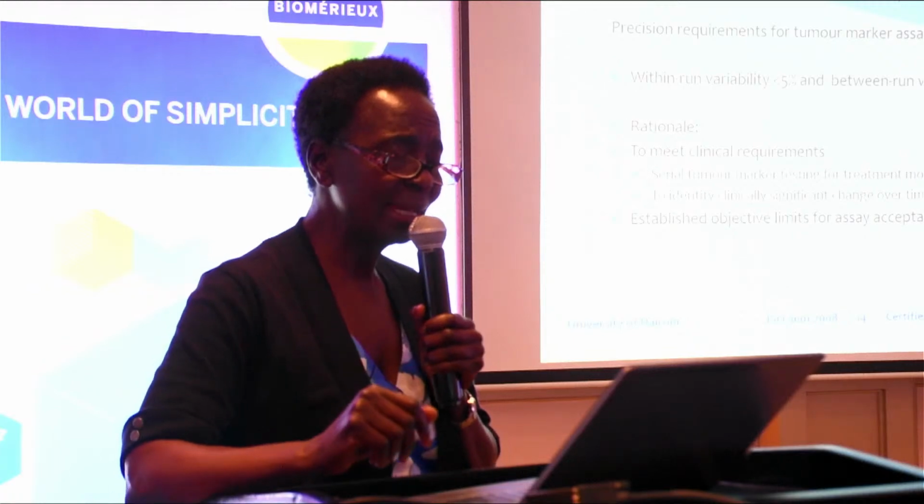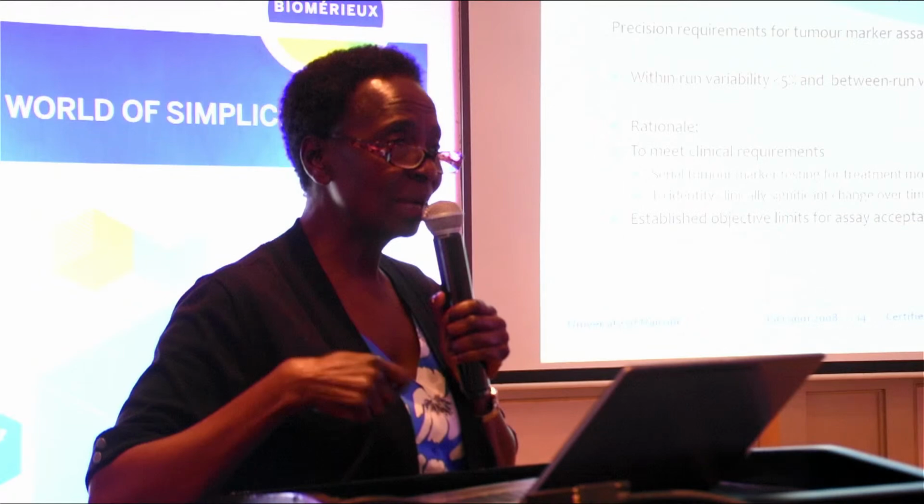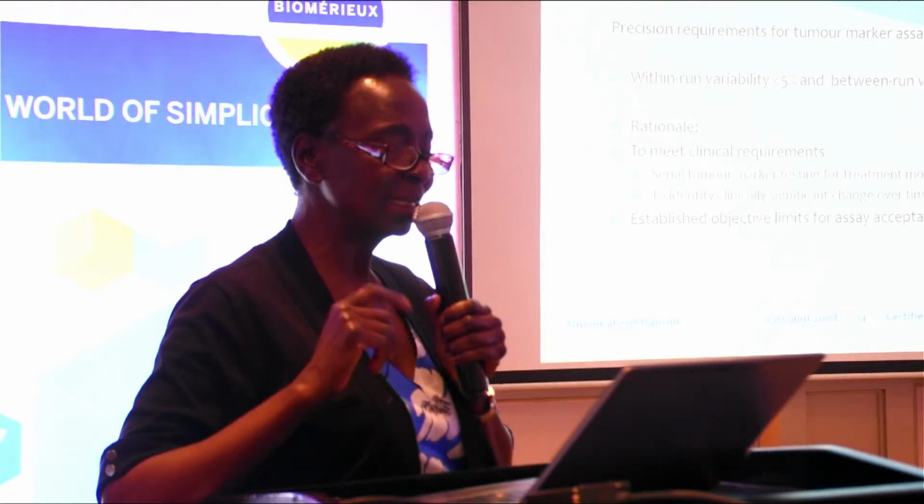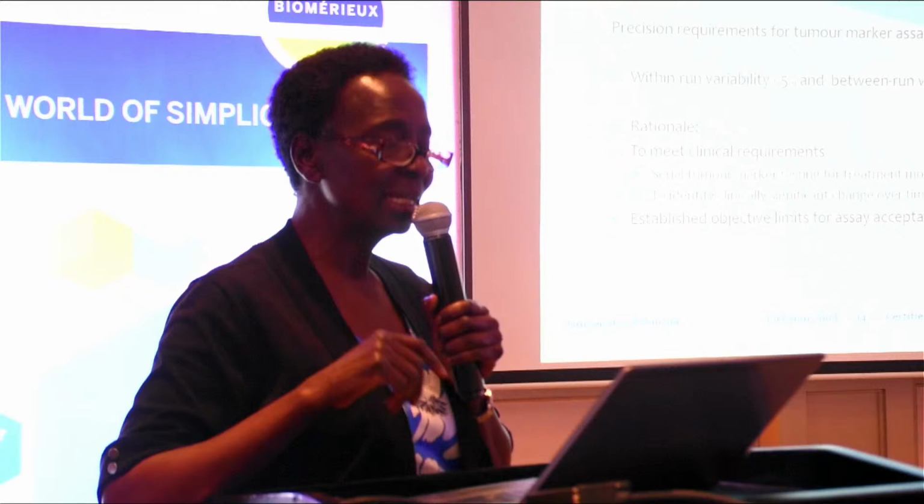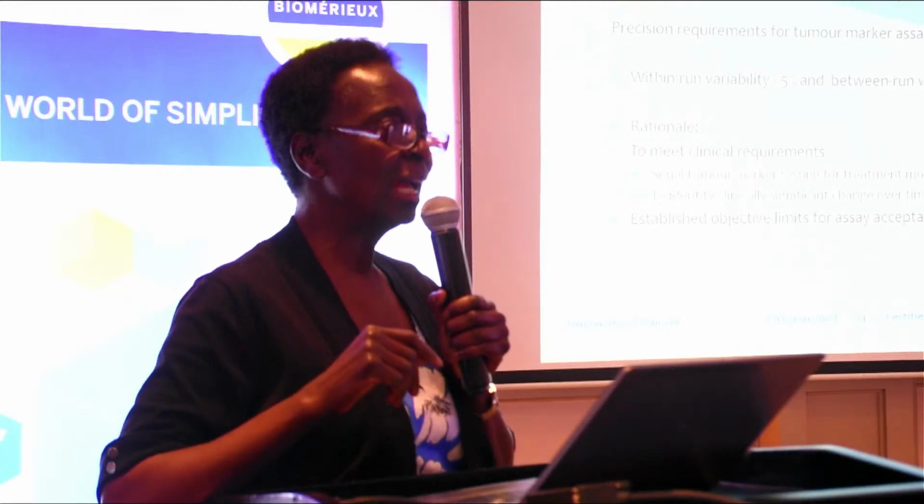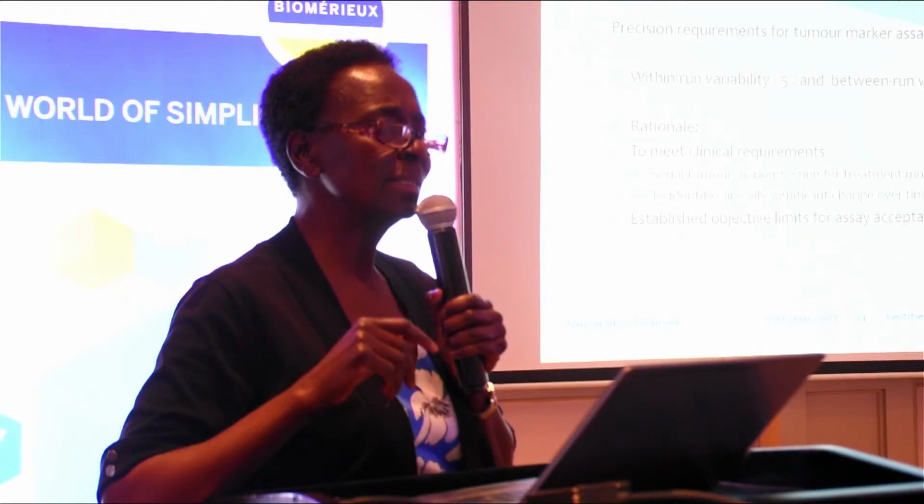NACB guideline says that within-run variability, when you run several times, the CV should be less than 5%, and between-run variability should be less than 10%. And why is this emphasized?